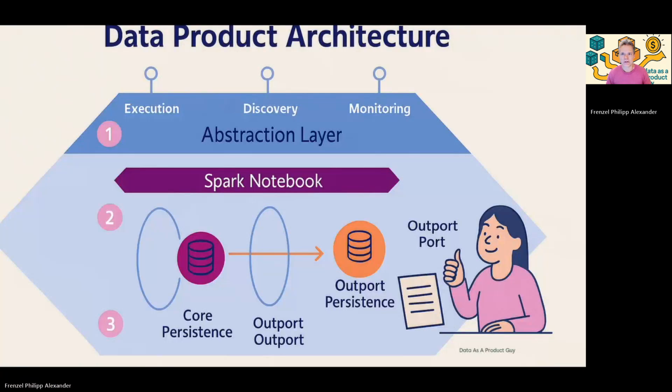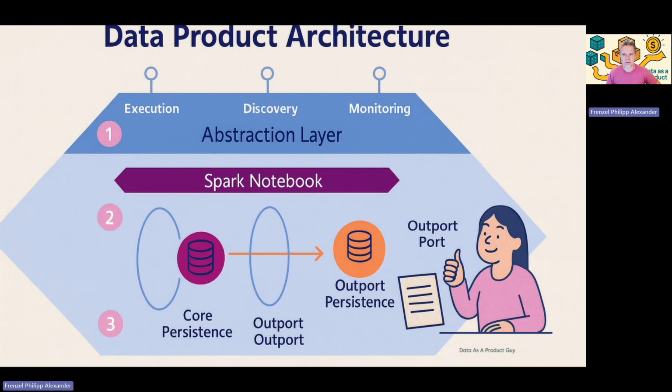So first of all, here's our data product architecture on a high level view, which means on top you have the abstraction layer with execution, discovery, and monitoring. In the middle you have the logic layer, which is for us the Spark notebooks. And then on the lower level, the persistence, you have the core persistence, and of course the output persistence, where we manage the access and the security stuff.